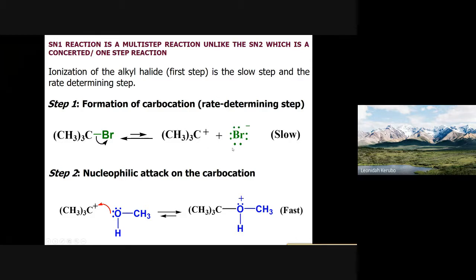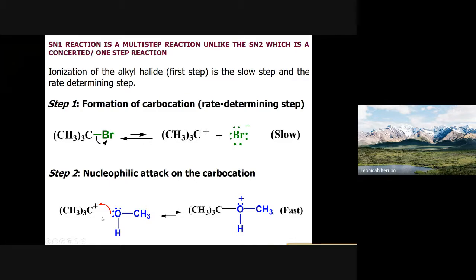But always remember, this is the rate determining step and it's the slowest step. And here you can see only the concentration of the alkyl halide, or the substrate, matters. Because it's the slowest step, this is the rate determining step, and it only involves the substrate, not the nucleophile. Step number 2, there is nucleophilic attack on the carbocation.